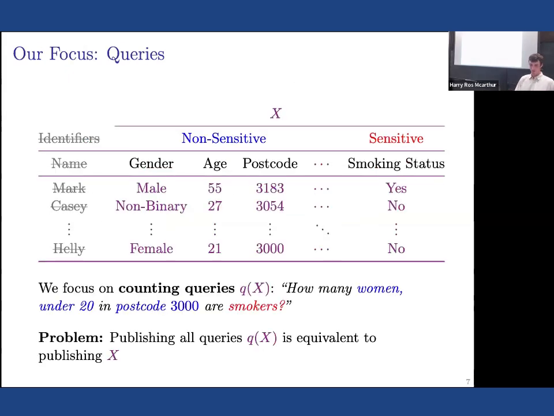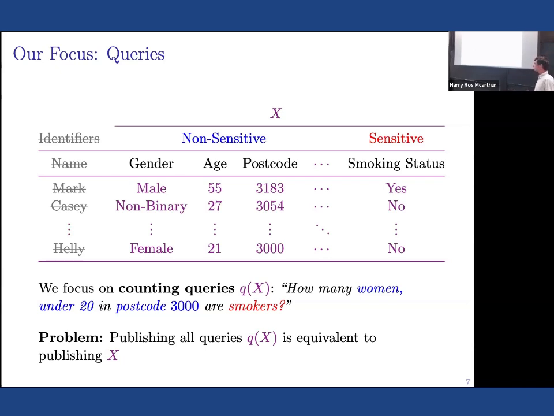Okay, so if we can't publish the entire database, we can publish queries. We're going to focus on counting queries, Q of X, so Q is just some function of X. A query is of the form: how many women under the age of 20 in postcode 3000 are smokers? It counts the number of individuals in that demographic region. There are other types of queries, but let's just think about counting queries.